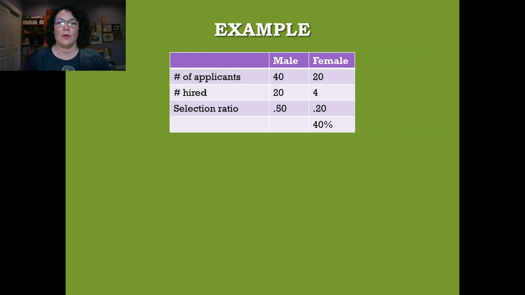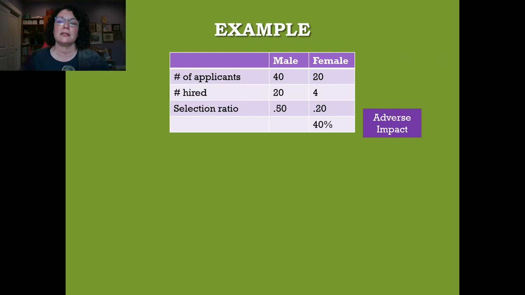Let's say that you have 60 applicants for the job. 40 of them are male and 20 of them are female. And you hired 24 people. 20 of them were male and 4 of them were female. So the selection ratio for the males was 0.5 and the selection ratio for the females was 0.2. So proportionately, far fewer females were being selected than the males, right? This is what we would call adverse impact.